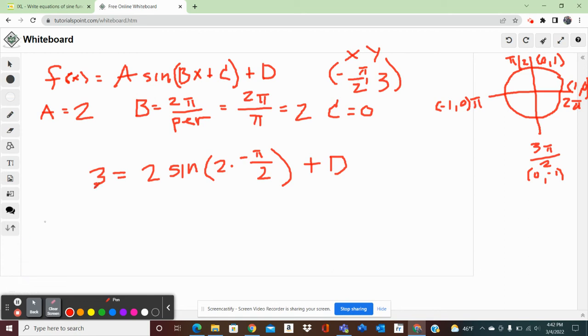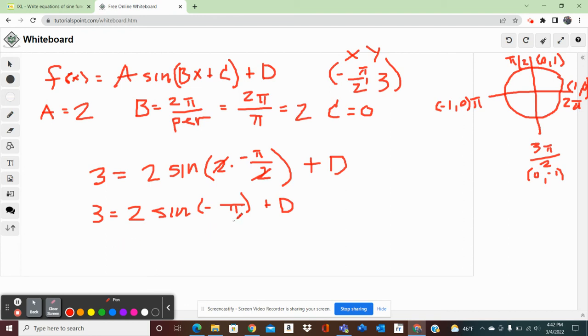So we set up our equation. 3 is equal to 2 sine of 2 times negative pi over 2 plus D. We know these 2's can cancel out, and we're left with sine of negative pi. So as we rewrite our problem, we have 3, 2 sine negative pi. And sine of negative pi and positive pi are the same, and for us, that would be 0.